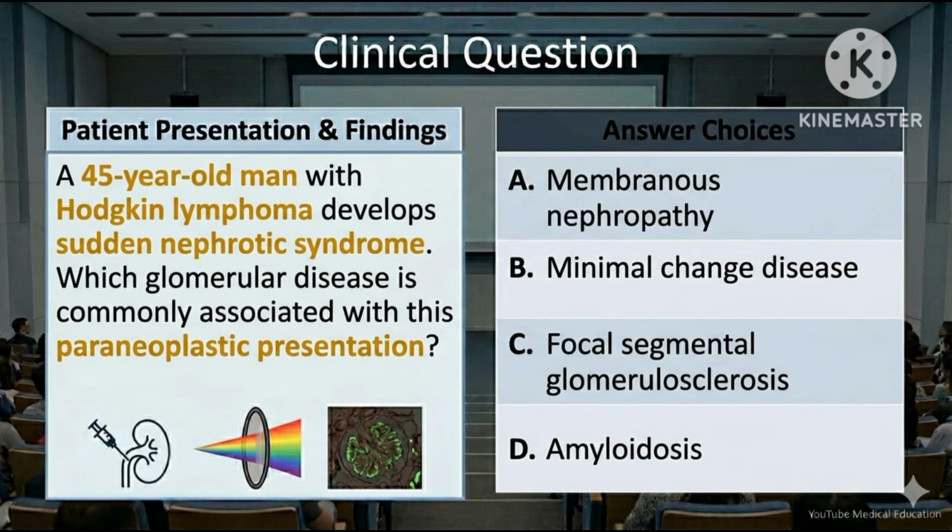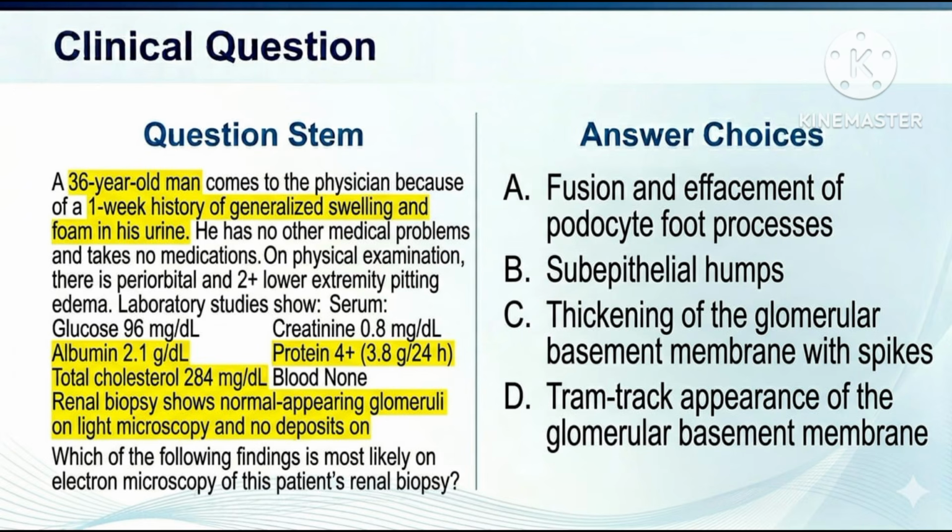A 45-year-old man with Hodgkin lymphoma develops sudden nephrotic syndrome. As we know, minimal change disease may be associated with Hodgkin lymphoma. Read this question stem. It's a 6-year-old boy, not a 36-year-old man.